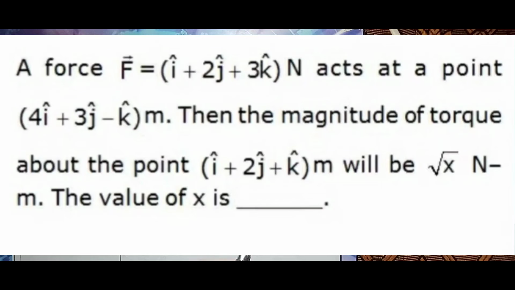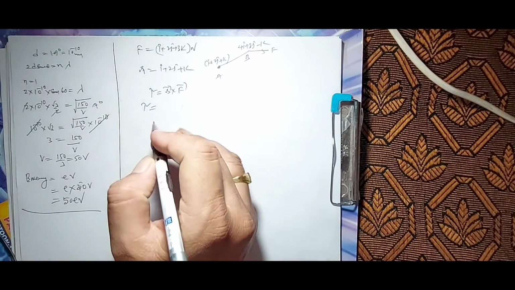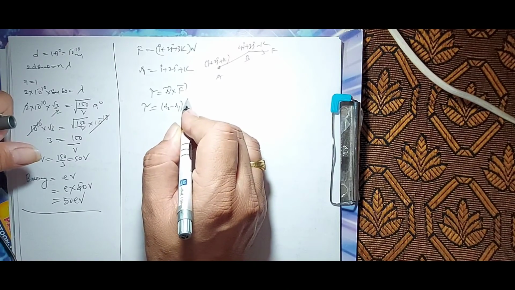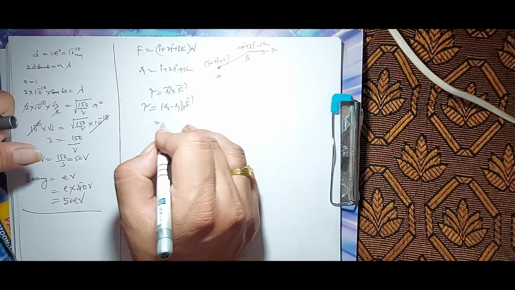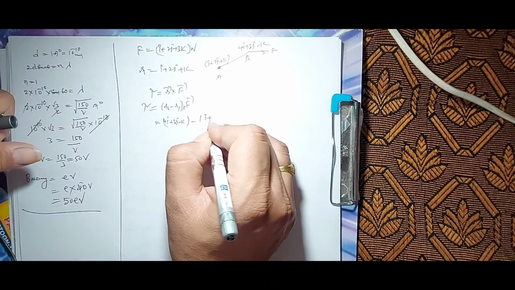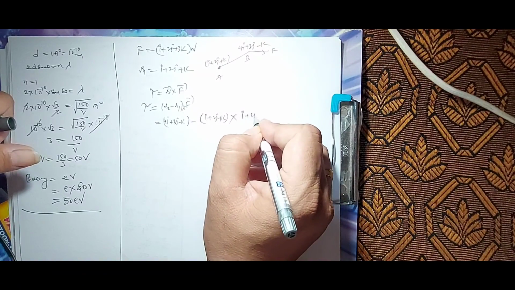A force F is equal to I plus 2J plus 3K newtons acts at a point 4I plus 3J minus K meters. Then the magnitude of torque about the point I plus 2J plus K meter will be root x newtons. The value of x is? So tau is equal to R bar cross F bar. R bar is equal to R2 minus R1, cross F bar. That is equal to 4I plus 3J minus K minus R1, I plus 2J plus K, cross F bar, I plus 2J plus 3K.